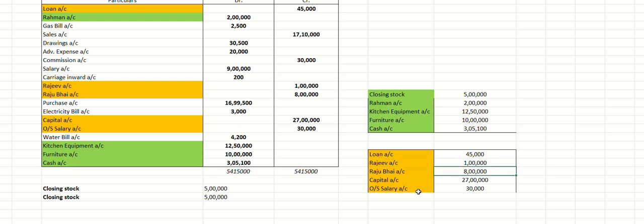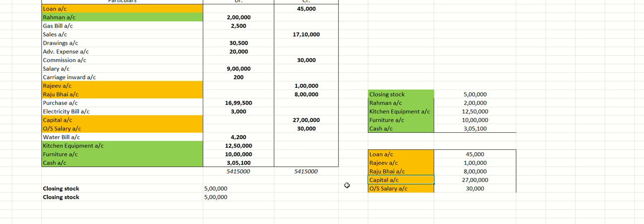So this is the order. First we will pay outstanding salary or any other outstanding expense. After that, we will pay our creditors. Then we will go for any sort of loan. After that, what we will pay? We should pay the capital. Remember, always capital will be the last item of the liability side.